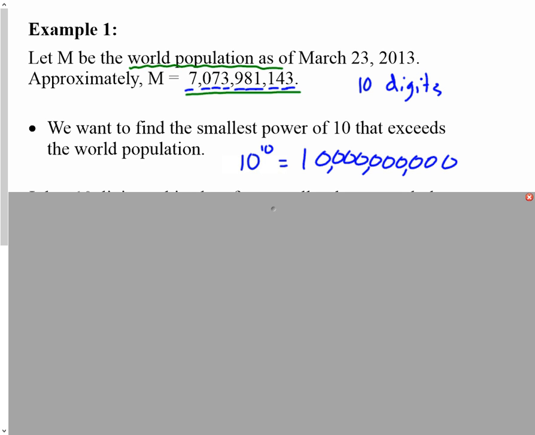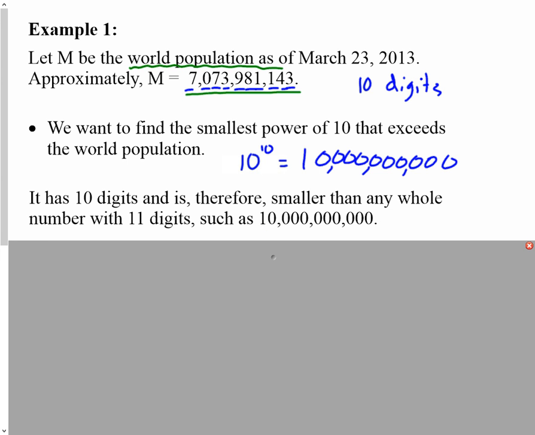So 10 to the 10th power, the size of that number, based on the digits we used as a shortcut, is larger. It's the smallest power of 10 that's larger than the world population. So it has 10 digits and is therefore smaller than any whole number with 11 digits, such as 10 billion. Now 10 billion does have 11 digits, but that last digit is the 1. So it's the smallest 11-digit number.